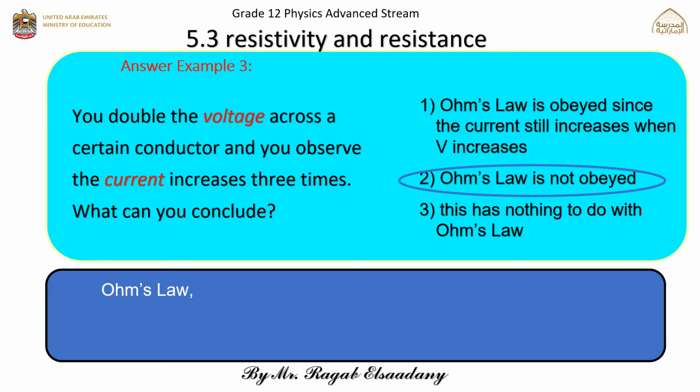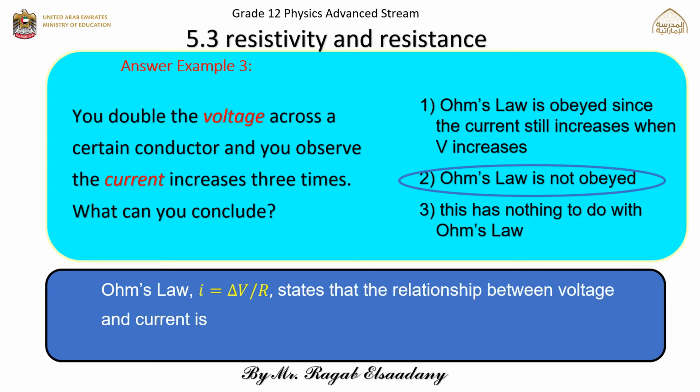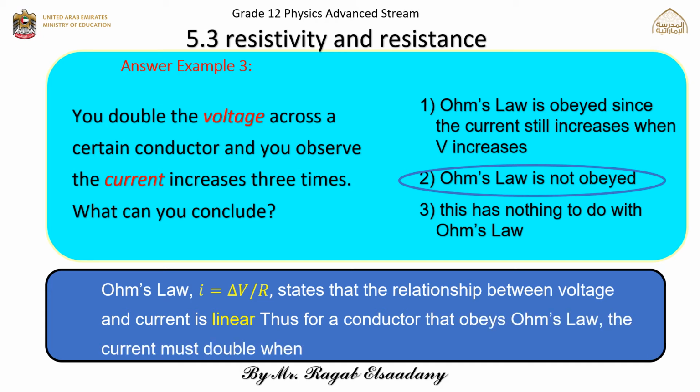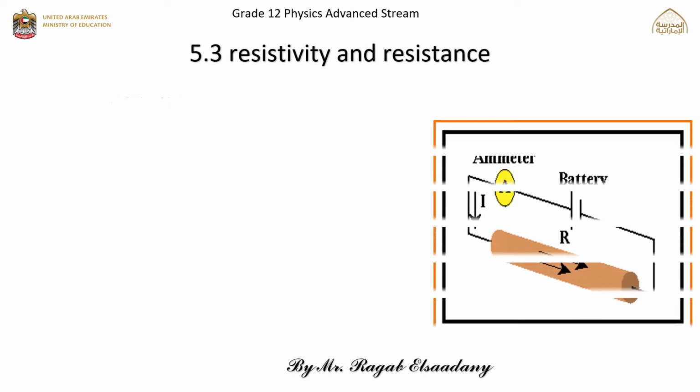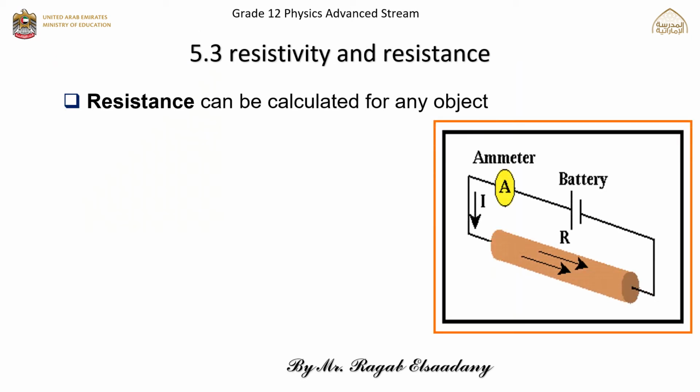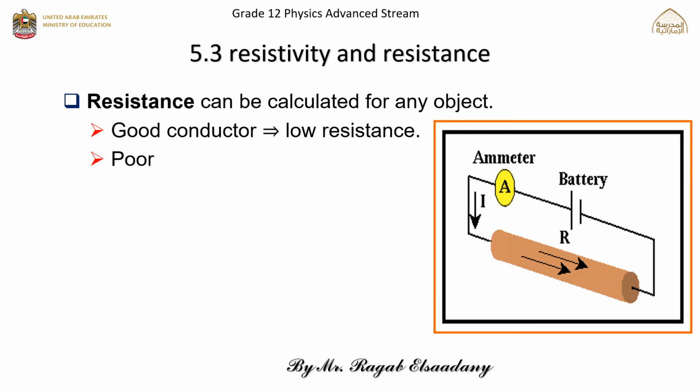Ohm's law, I equals delta V over R, states that the relationship between voltage and current is linear. Thus, for a conductor that obeys Ohm's law, the current must double when you double the voltage. Resistance can be calculated for any object. A good conductor means low resistance, and a poor conductor means high resistance.